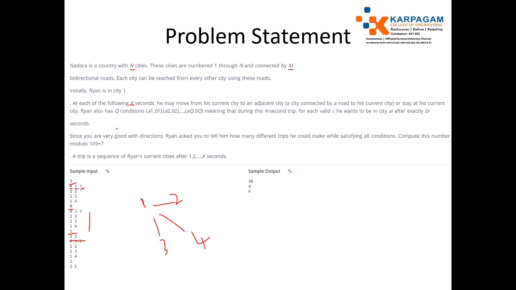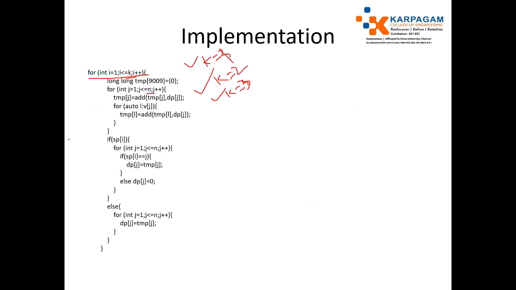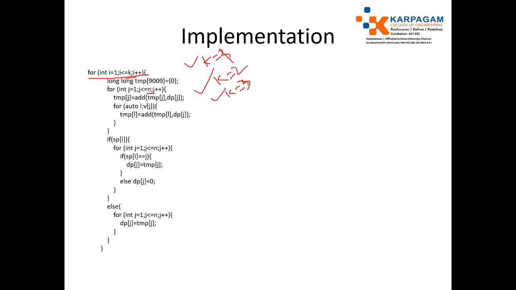It has nothing. So just check whether SP of i equal to 1. So here i equal to 1. SP of 0 is only 1, and SP of 1 we are not having any values. So this condition will not work. SP of 0 equal to 0 only, so this condition will not work. So it goes to the else part.